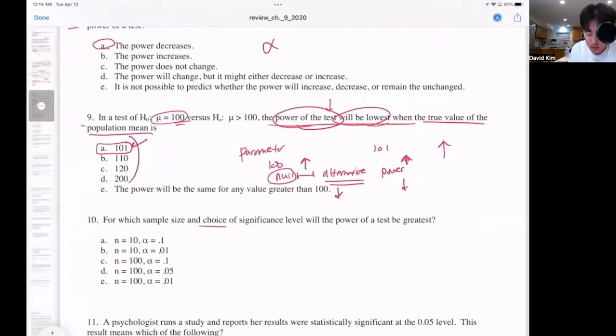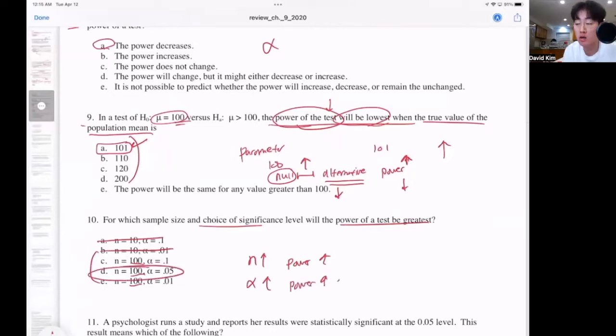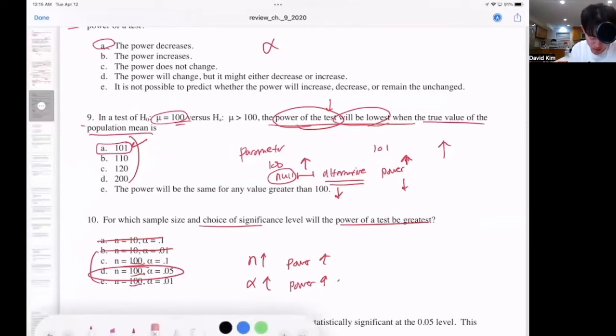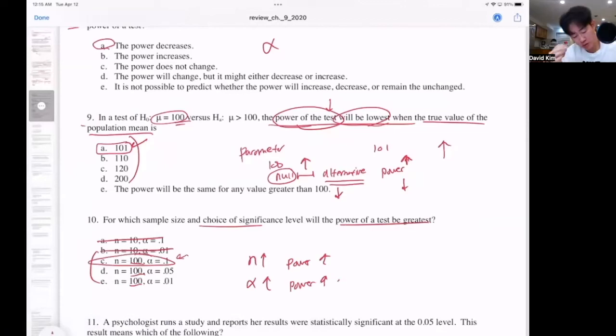For which sample size and significance level will the power of a test be greatest? Well, first of all, let's take a look at these last three, because obviously the greater the sample size, the power will go up. And then remember, if the alpha level goes up, then the power also goes up. So it has to be D for number 10. Oh, I'm sorry. Number 10 should be C. I completely overlooked the fact that 0.1 is bigger than 0.05. My apologies there.